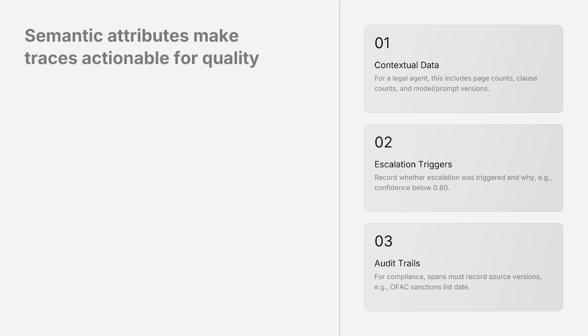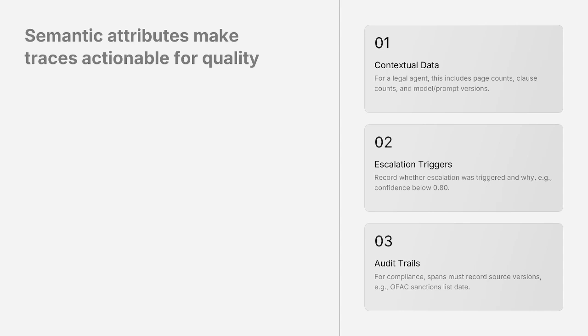So logging must also be collected within a predefined policy. Semantic attributes make traces actionable for quality. So make sure you collect semantic attributes, like contextual data for a legal agent: page count, clause count, model prompt, and versioning are the kind of things that you can measure here. Then escalation triggers. Record whether escalation was triggered and why. So make sure you also record escalation triggers from individual agents, including the orchestrator agent.